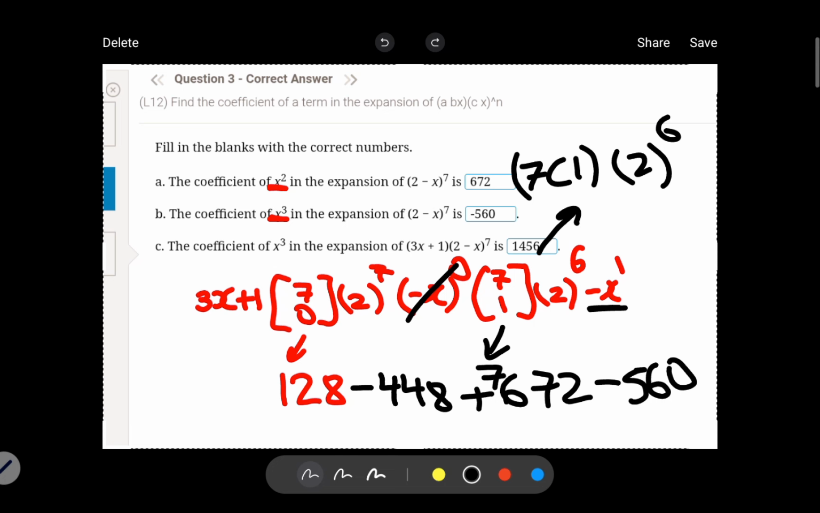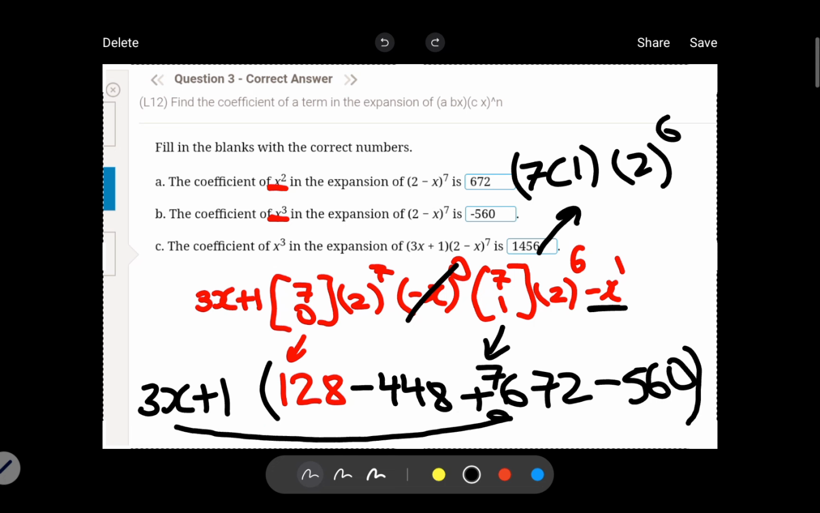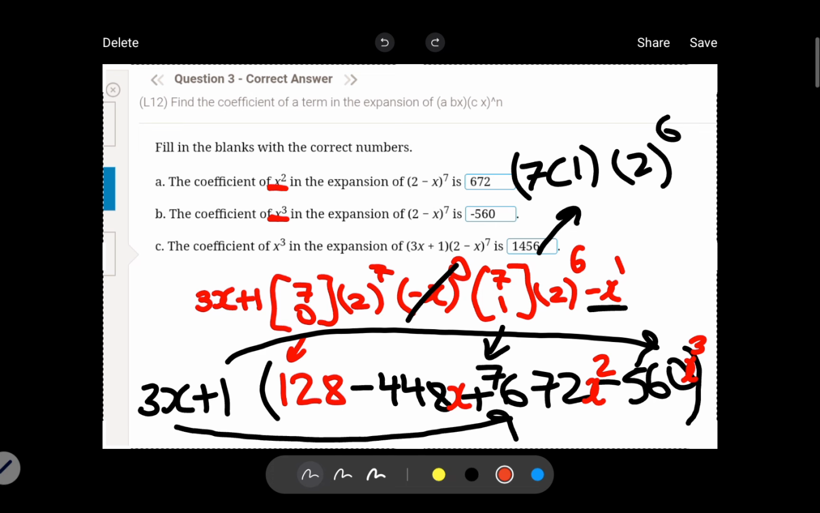Okay, then because you already have x to the power of 2, so plus 672 minus 560. Okay, then all you're gonna do is substitute, but you're only gonna substitute 3x. This you're gonna substitute here, and this you're gonna substitute to the last one. Now don't forget here that this is x to the power of 1, and here this is x to the power of 2, and then this is x to the power of 3.